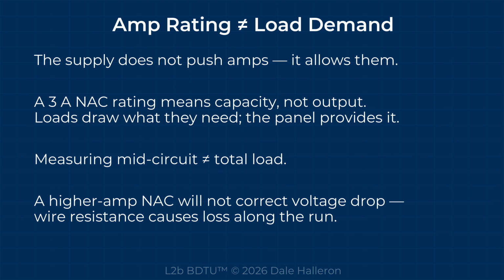Amp rating is not equal to load demand. The supply does not push amps, it allows them. A 3 amp NAC power supply rating means capacity, not output. Loads draw what they need, the panel provides it. Measuring mid-circuit is not equal to total load. A higher amp NAC will not correct a voltage drop. Wire resistance causes loss along the run.